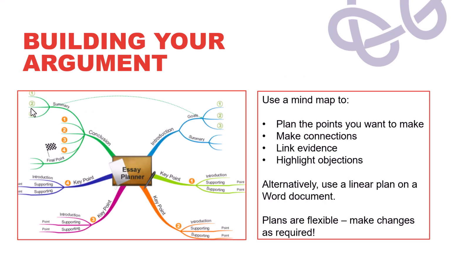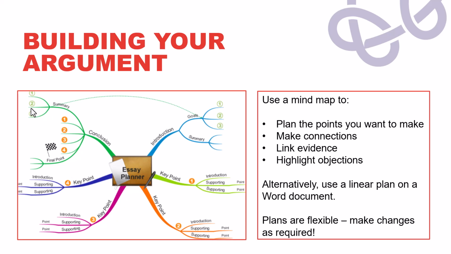As you plan, it might be a good idea to use a mind map to plot out the points that you're going to make. This will help you identify whether you're making these points in a logical order. It will help you to make those connections and link evidence together and highlight objections to different points. If you don't like using mind maps, lots of people don't, that's fine. You could use a linear plan on a Word document or on a piece of paper, and you could use maybe colours or lines to indicate where you're making those connections and those links.